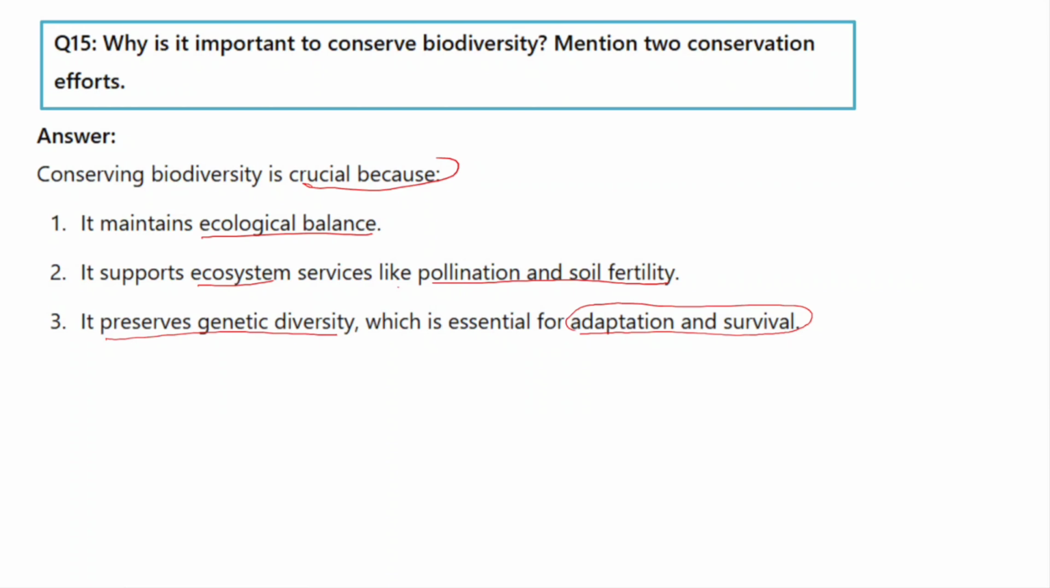So in order to protect this biodiversity, we need to show our efforts also, okay. Because it is important, we have to maintain the ecological balance. It supports the ecosystem services and also preserves the genetic diversity. Otherwise, in a new kind of environment, a plant or animal will not be able to survive. Suppose you bring the camel of the cold desert area to a hot desert, will it survive? It is impossible because it doesn't have those special features, isn't it? So it is very important to conserve our biodiversity.